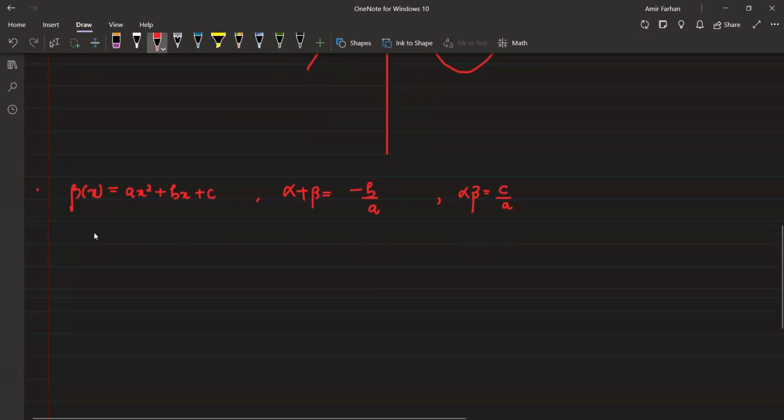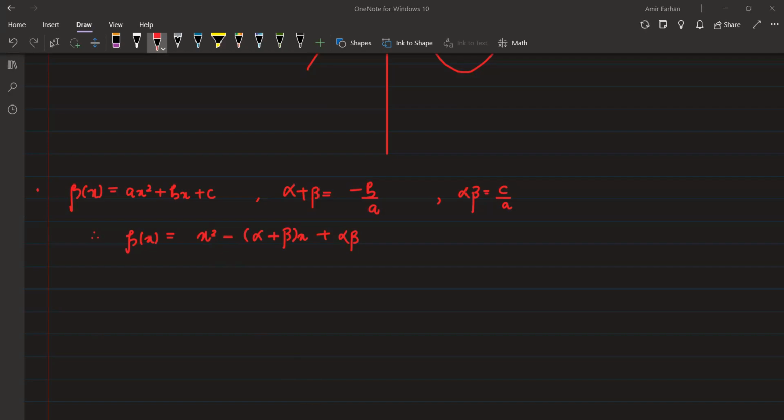Yes, sir. And if you have alpha plus beta and alpha into beta, you can find the expression of the polynomial, that is x square minus (alpha plus beta) into x plus alpha into beta. Clear? That's how you can find it. Clear everybody? Tell me quickly. Yes, sir. Okay. So that is all about the theory of this chapter.